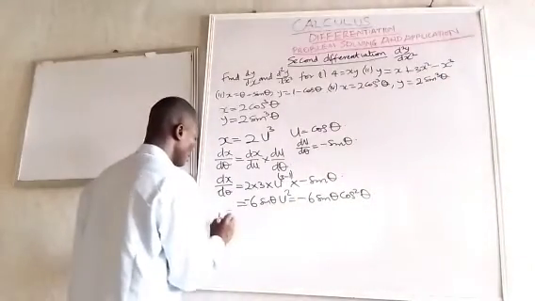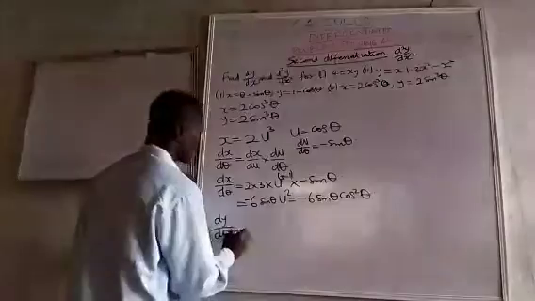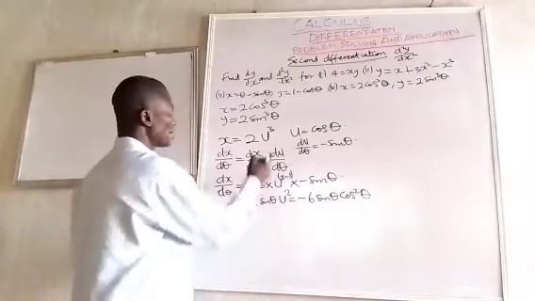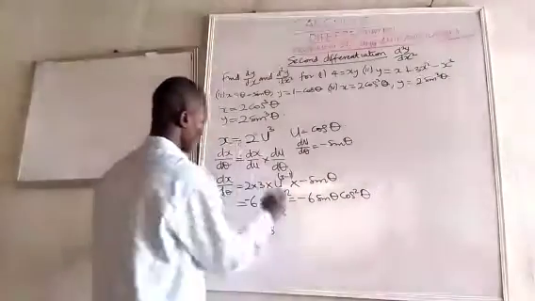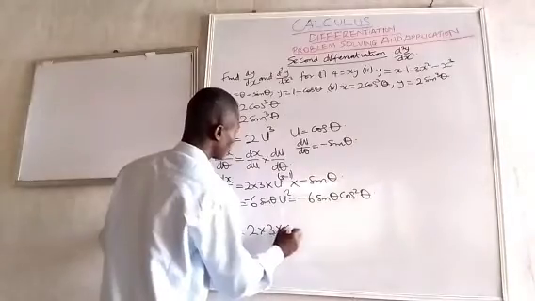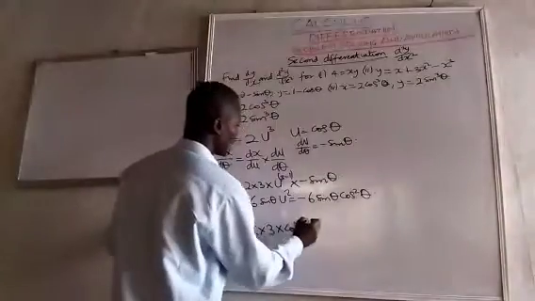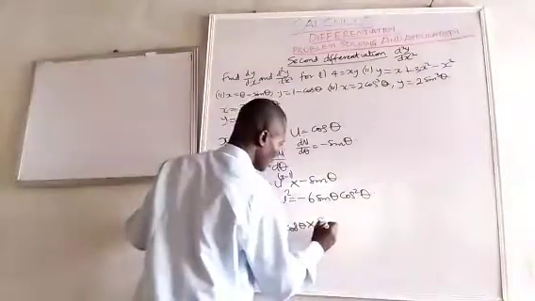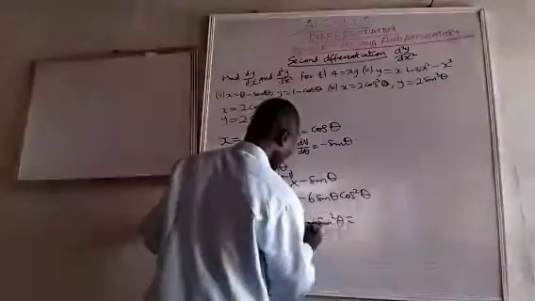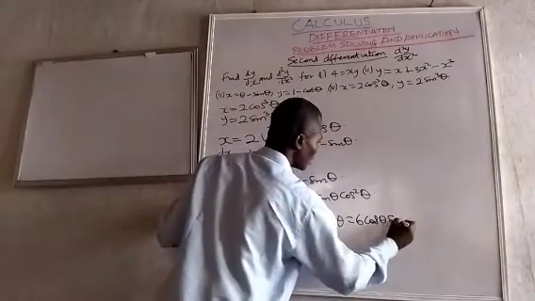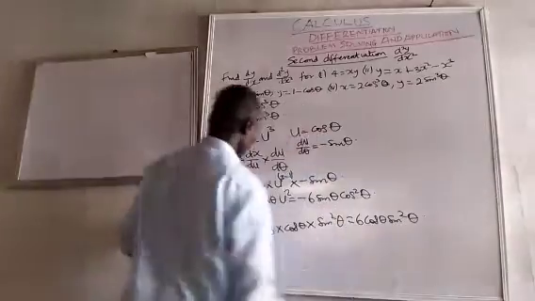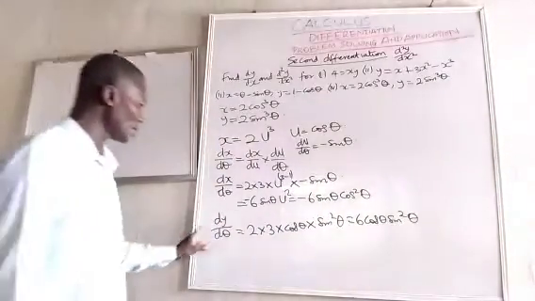dy d theta. If I follow the same pattern, I'm going to have 2 times 3 times cos theta times sin squared theta, which is 6 cos theta sin squared theta. So you can see I've gotten dx d theta and dy d theta.